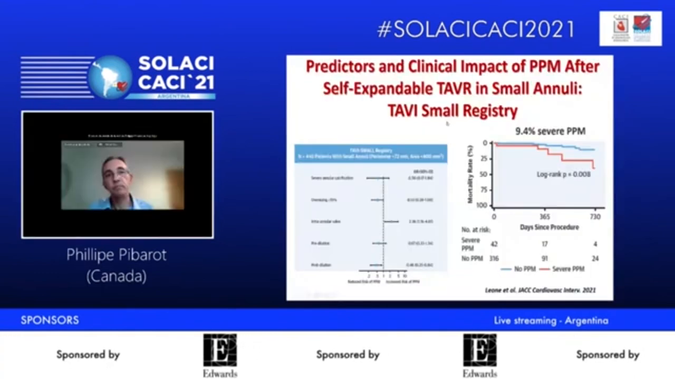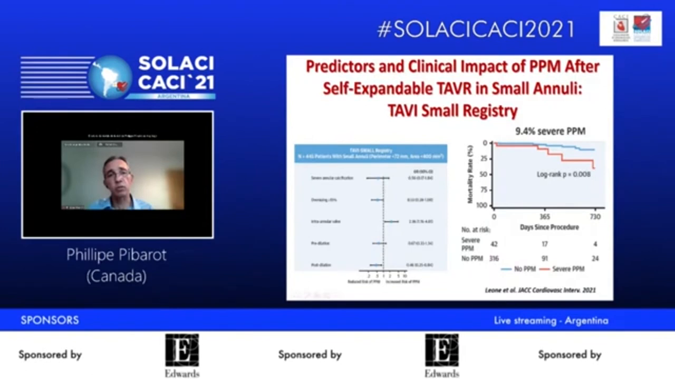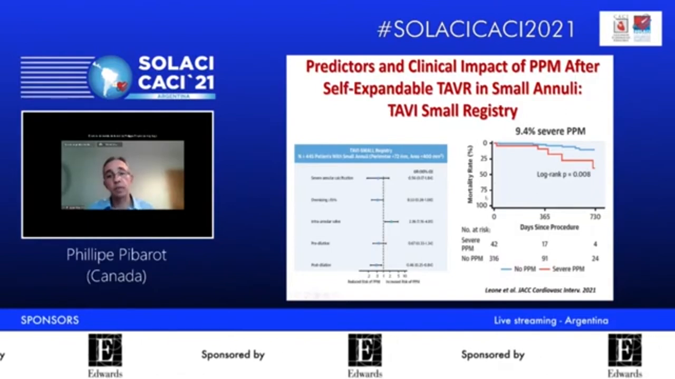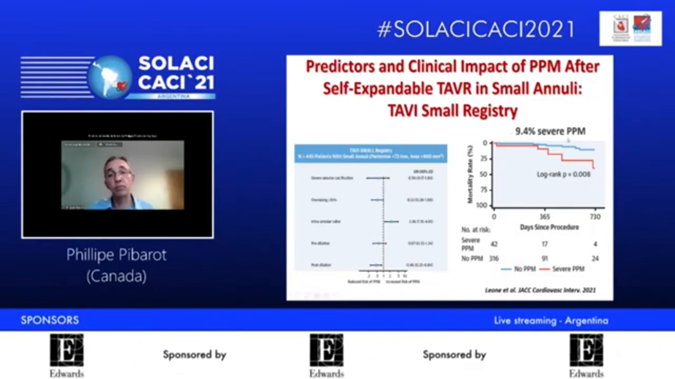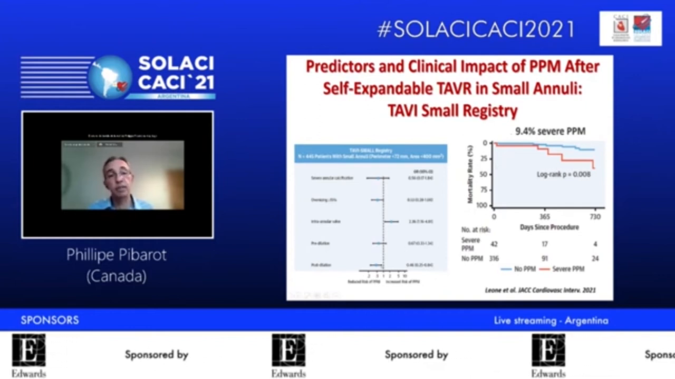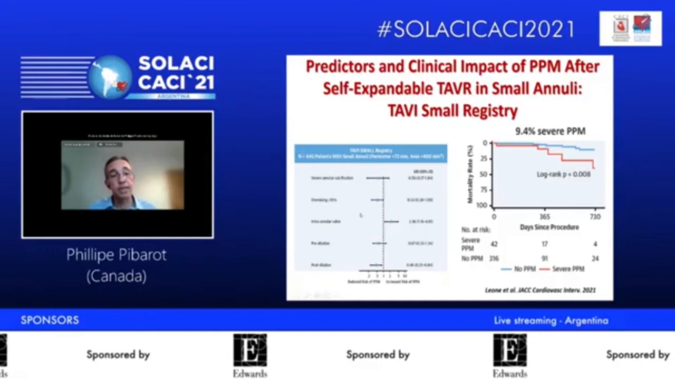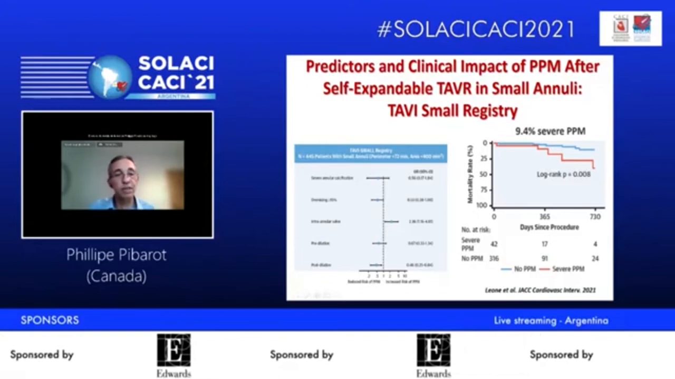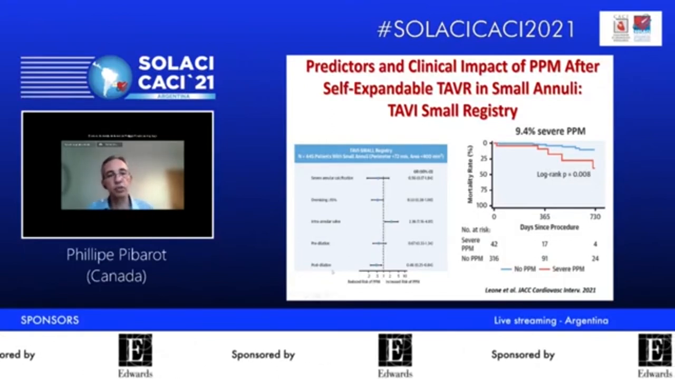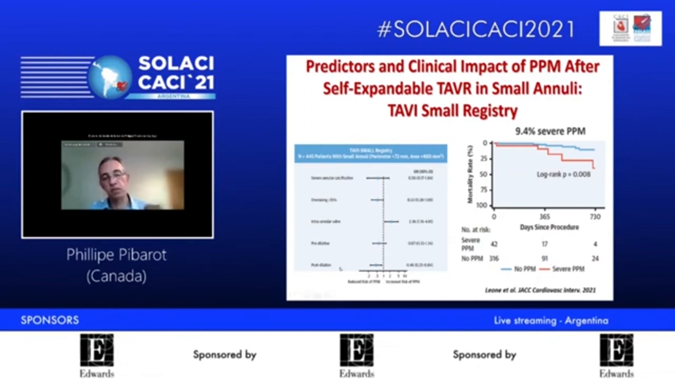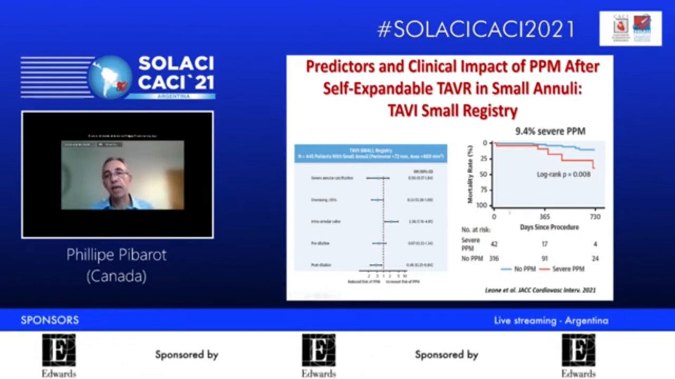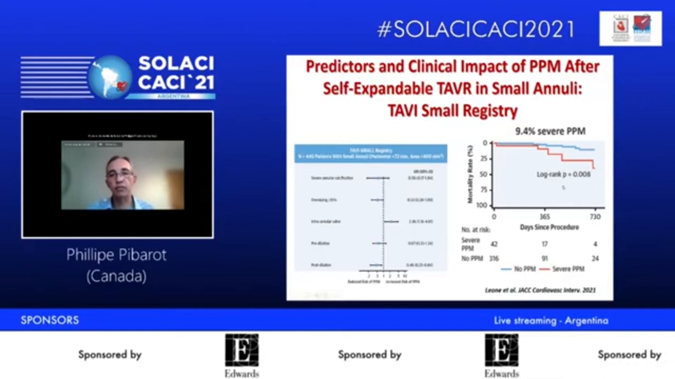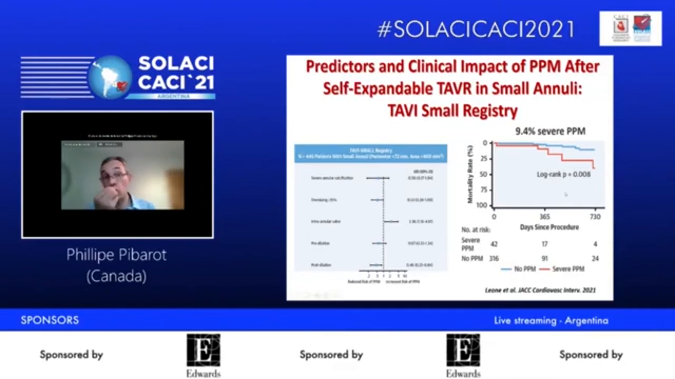So, the TAVI SMALL registry. In this registry, they only used self-expandable valves, but there were two types, the intra-annular and supra-annular designs, in patients with small annuli. Interestingly, here you have 9.4% severe mismatch. The predictors of severe mismatch were essentially intra-annular design versus supra-annular. So intra-annular had more mismatch, which makes sense. And post-dilation was associated with less mismatch, which has been reported by several studies. And when mismatch occurred in this study, it was independently associated with a higher risk of mortality.